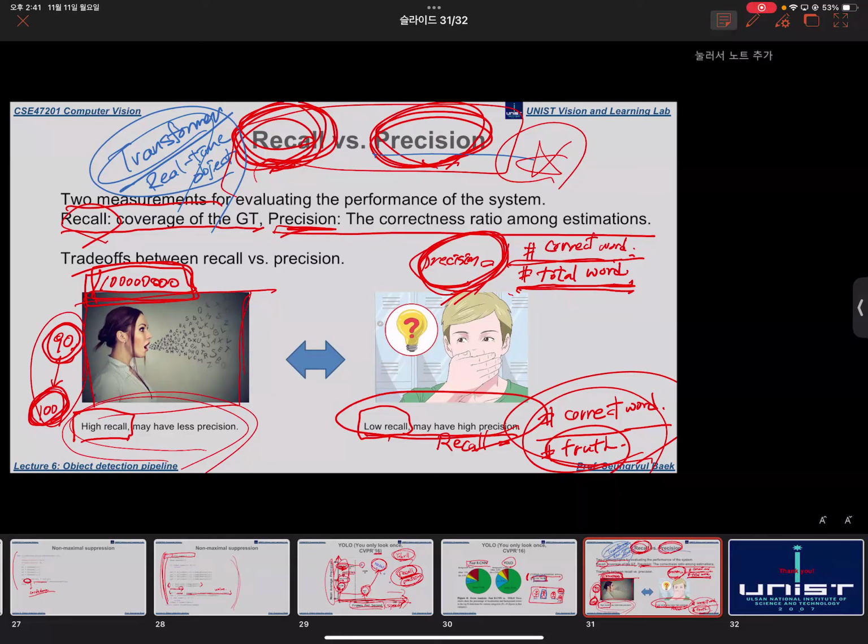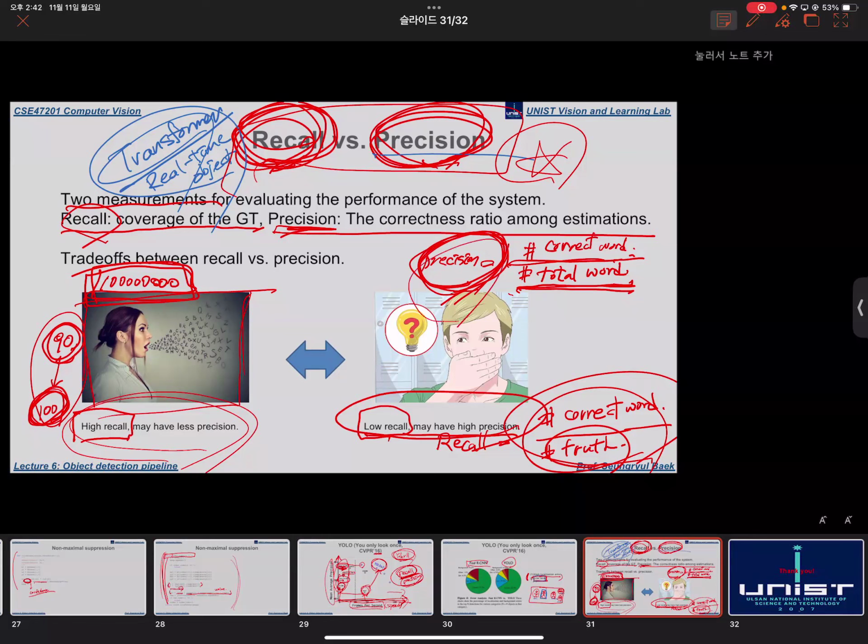That's the recall, okay? So the system has to cover all the objects, but if the system misses some of the objects, then the recall decreases. Okay, I agree with this. So a good system has to have high recall and also high precision.